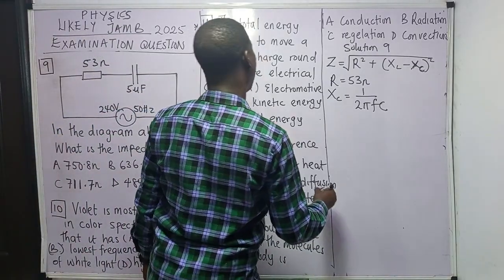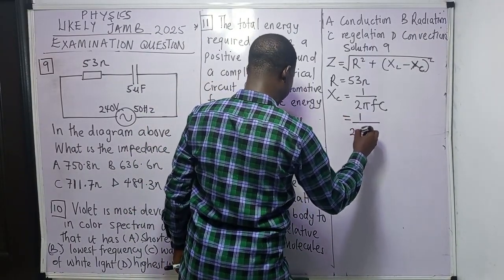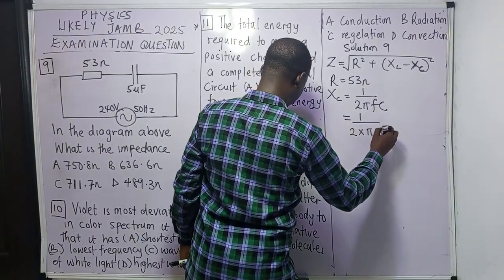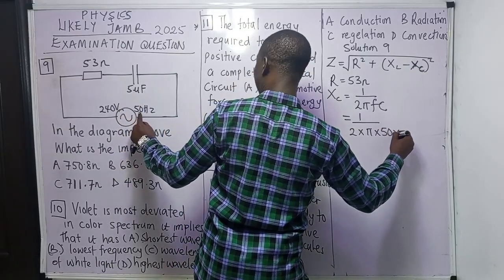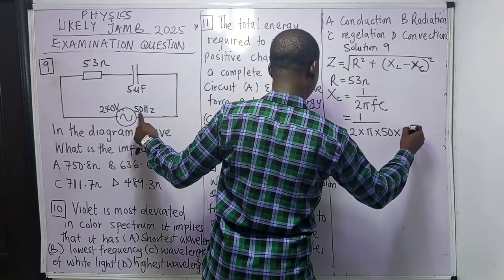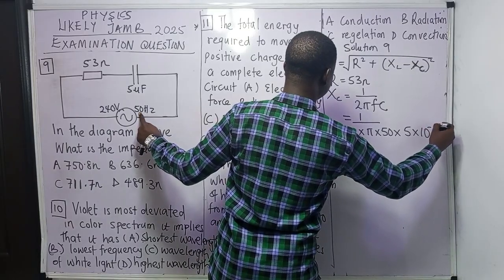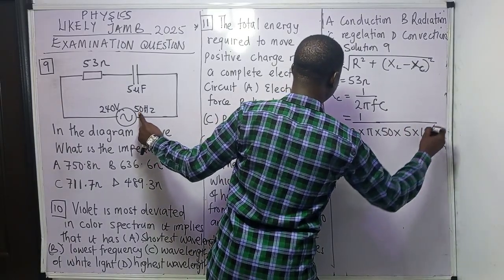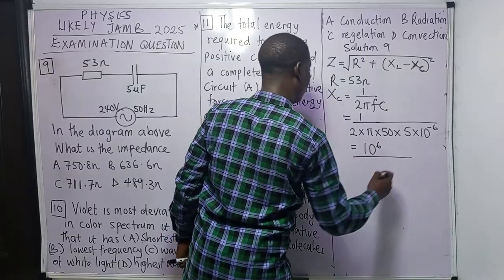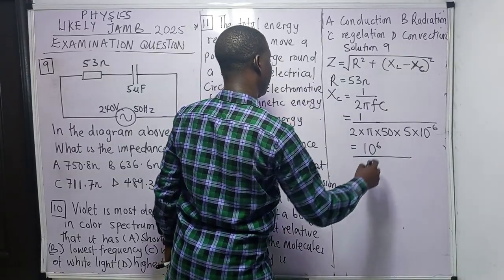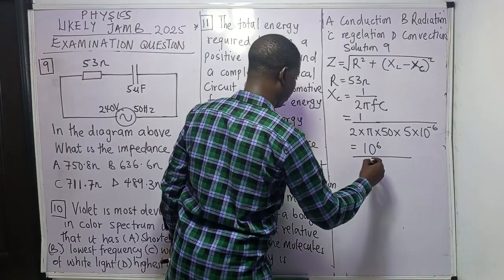But the problem some of you have is because of the calculator you are using. So look at it, you take it step by step. 2 times pi times 50 times C, where C is 5 times 10 to the power minus 6, which is 5 microfarad. So this one goes up by 10 to the power 6 over 250 times 5, plus 2, equals 500.